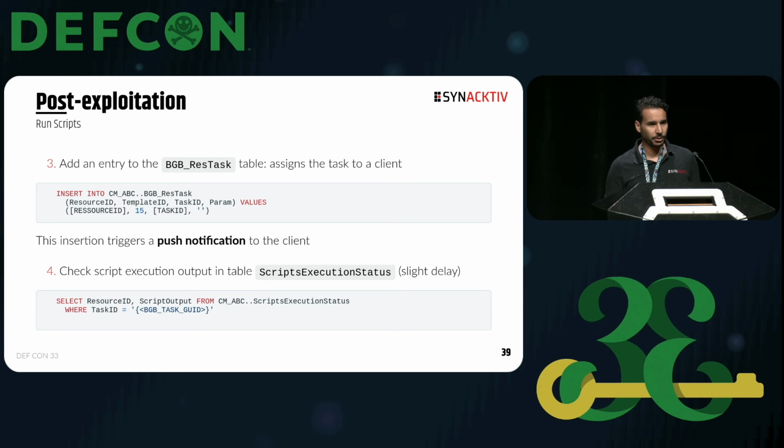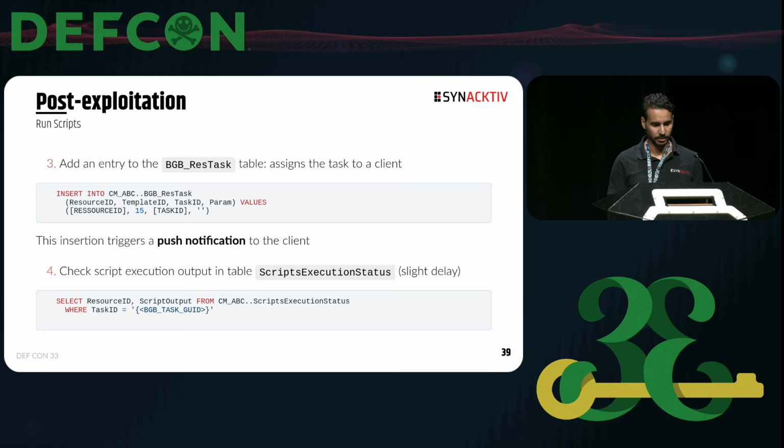Then we add an entry in the BGB resource task table. This is where you assign the task to a client. You can see there is a field for the resource ID of the managed device that you want the task to be executed on. So this insertion triggers a push notification to the client, and it downloads the XML document and the script later.